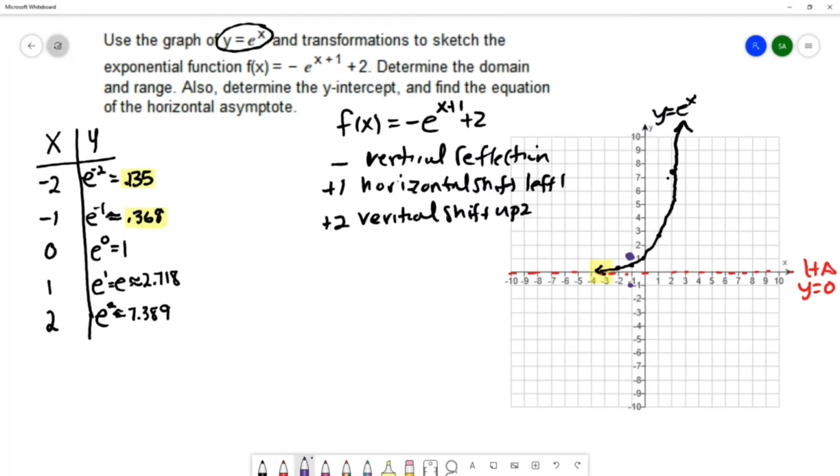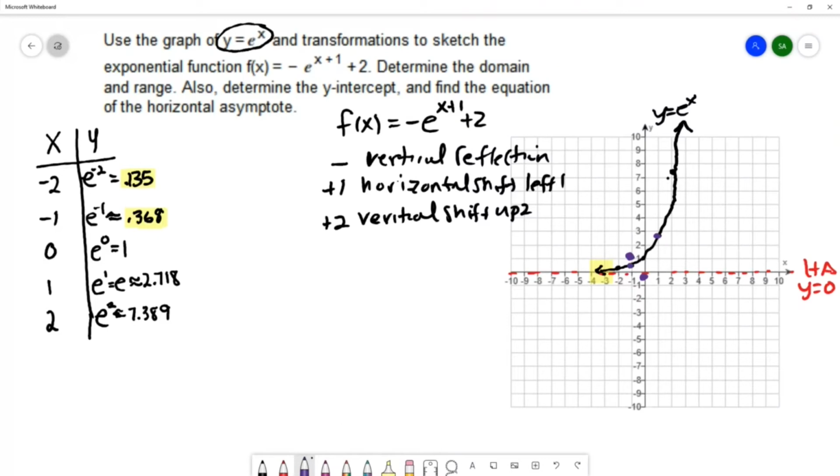Let's do that with 2 more points. I'm going to start with the point 1 and 2.7. We're going to shift to the left 1. We're going to mirror, reflect vertically, and then we'll shift up 2 and arrive at this position here. So it's a little bit hard to tell. I'm going to erase these intermediate points that I used. And let's use one more point. We'll start with this point here, -1 and 0.368.